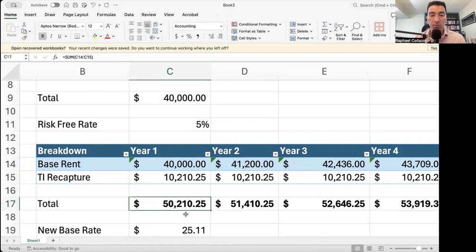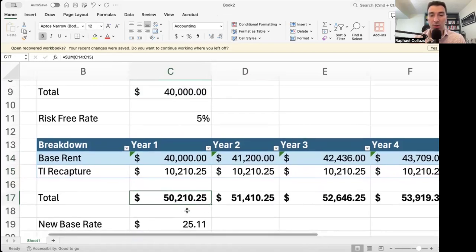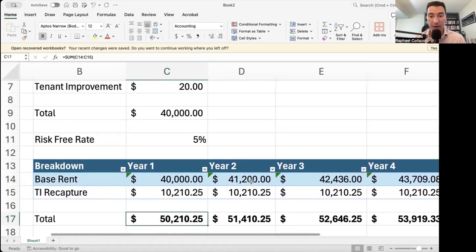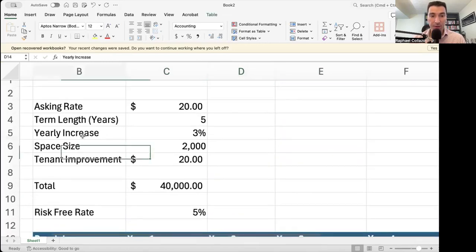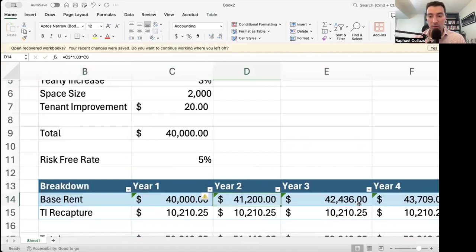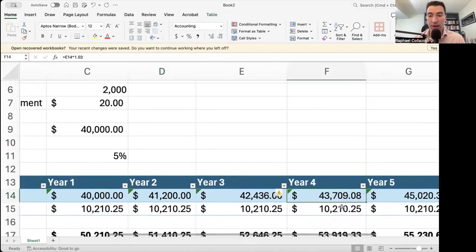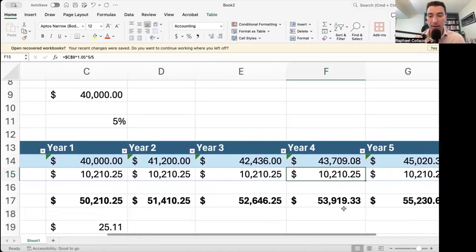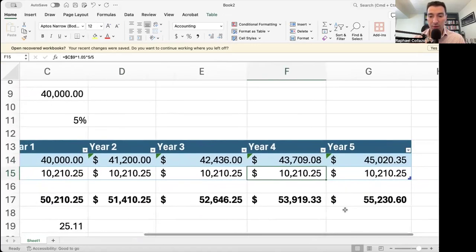And this gives you a total amount of $50,210.25, which, again, there's a 3-year increase in the yearly rate, which is what we've already described. That will increase just the base rate. It will not increase the amount that you're assigning to the tenant improvement allowance, which will give you these amounts over a 5-year period.